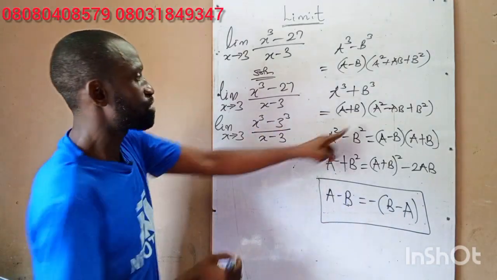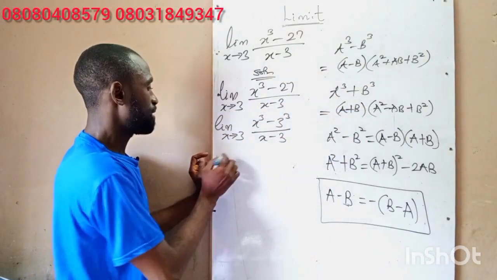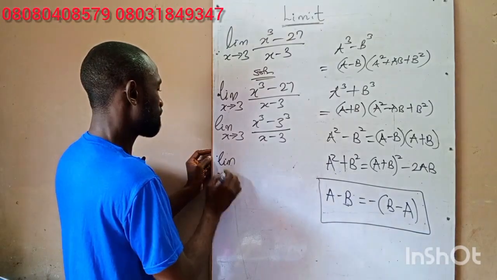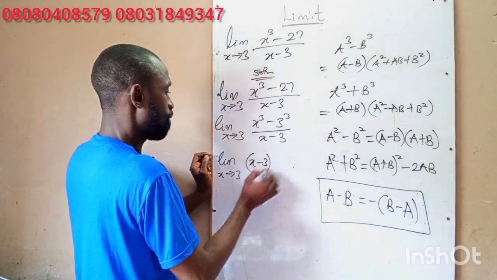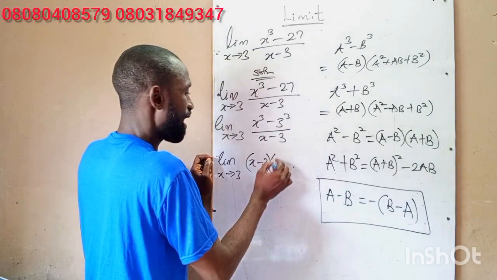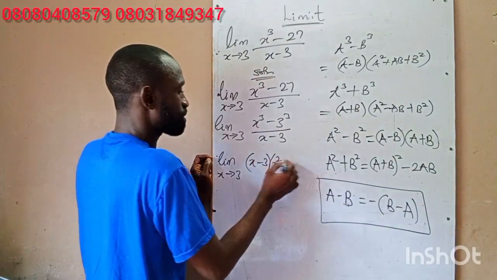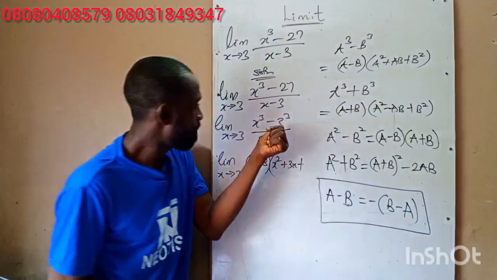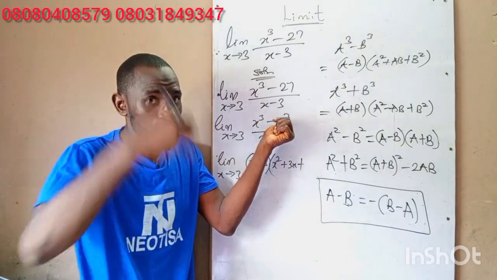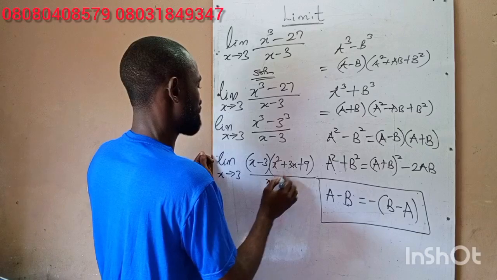So I will now use this one, the difference of two cubes. You see it? So now we have the limit as s approaches 3 of s minus 3, in one bracket, open bracket, s squared, then plus a times b, that is s times 3, that is 3s, then plus b squared. Our b is 3. What is 3 squared? That is 9. So 9 here. Then all over s minus 3.